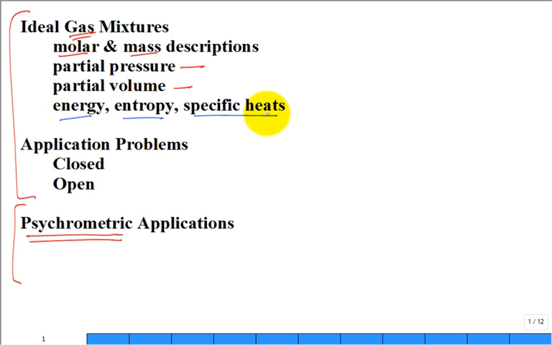And then we can go back and revisit and solve problems. Closed system analysis, piston-cylinder, but now it's a mixture of ideal gases instead of a single gas. Or we can do open system analysis, flow of mixtures through nozzles, turbines, compressors, the whole game.